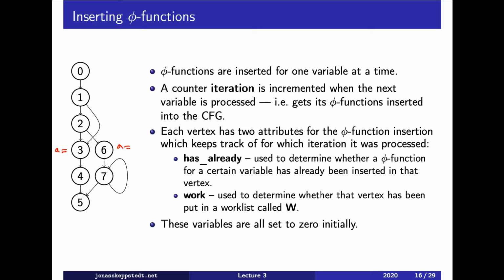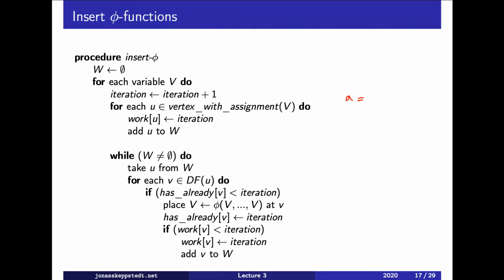We also have a work list of vertices that we need to process. And to check if we have already been put on the work list for this iteration, we remember which iteration it was when we put it on the work list. So we start with setting the work list to empty and process one variable at a time. And we start with initializing this work list with all the vertices which have a normal assignment, like this one.